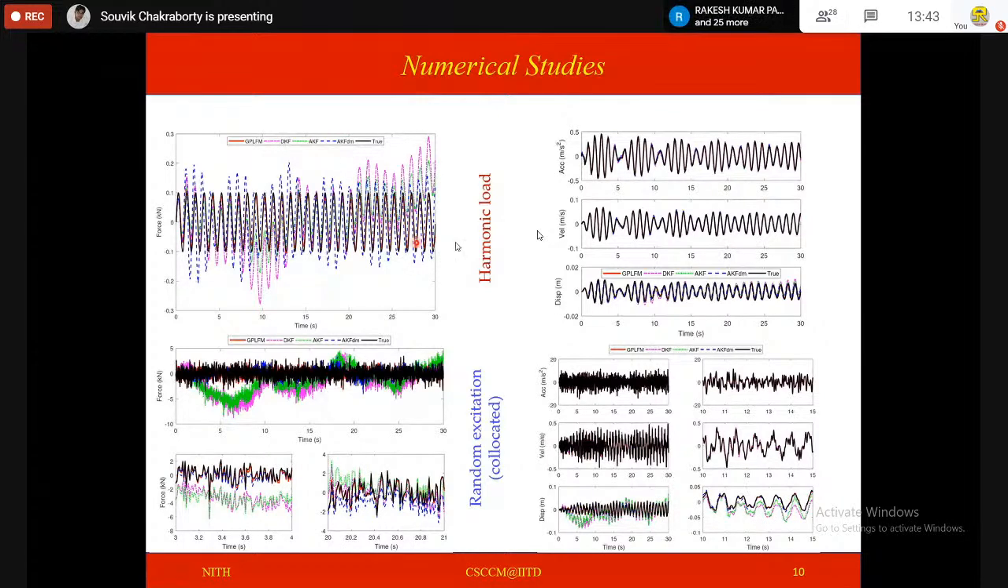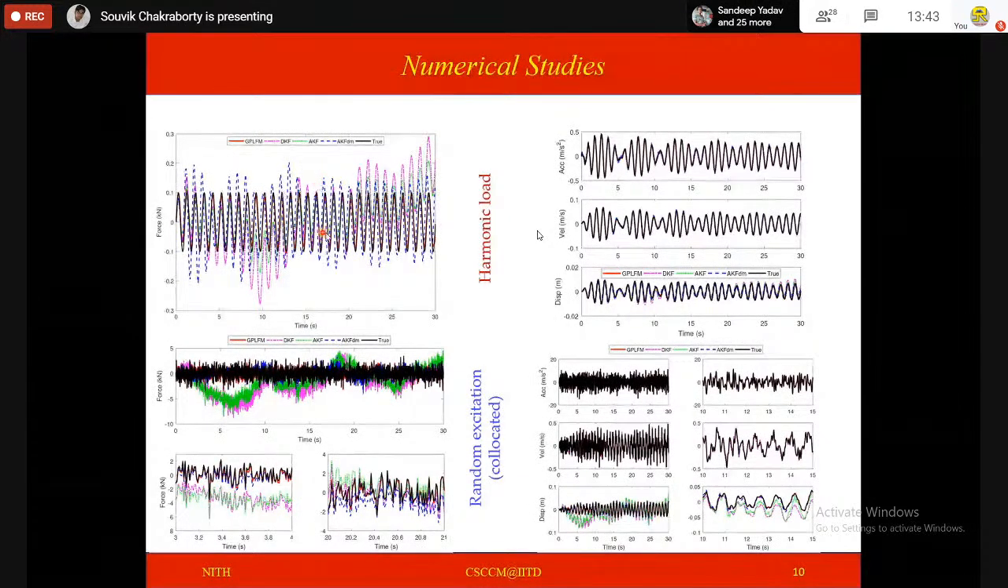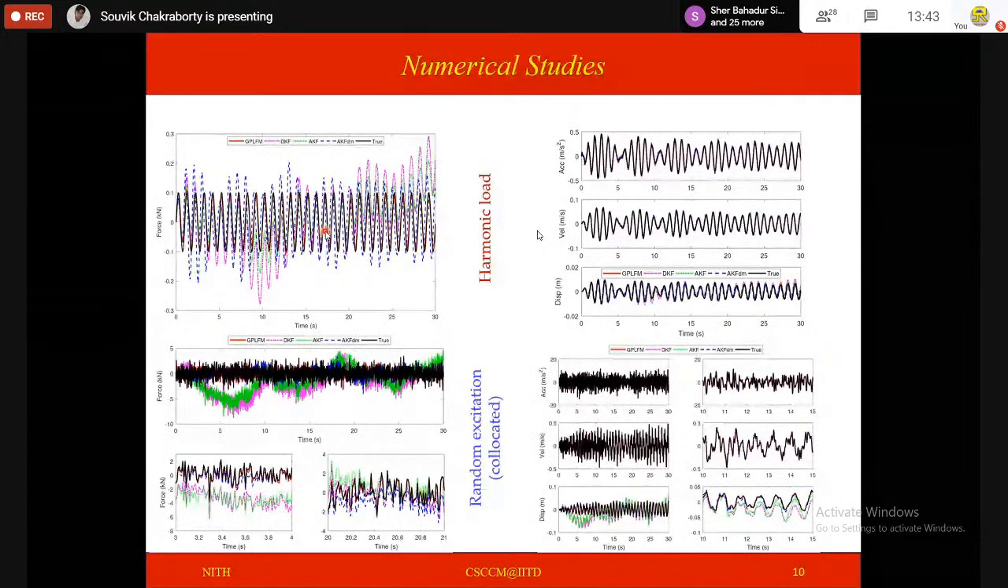So let us come to the force estimation for harmonic load. You can see that the black and the red one have superimposed, while the others are giving erroneous results. So you can clearly see what we have proposed, what we developed, was superior. So you can use this method for an actual system and estimate what force it was experiencing.